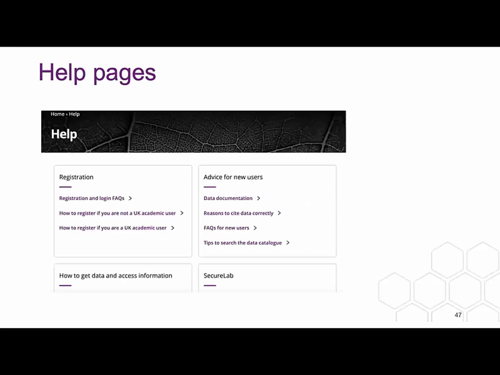So these are our help pages. Along the top of the website, there is a help section. So you go home and then help. And there's that advice for new users section, as well as other frequently asked questions. You've got the data documentations, frequently asked questions for new users, and tips to search the data catalogue as well.